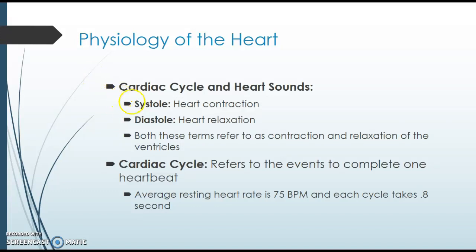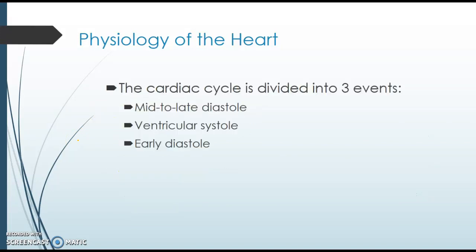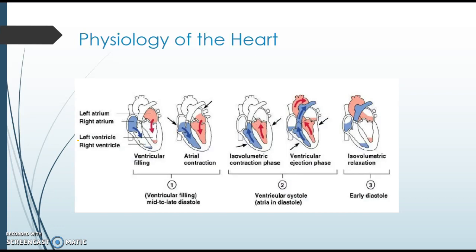So really, during systole is when your ventricles are contracting, diastole is when the ventricles are relaxing and the atria are contracting. And the cardiac cycle is all of the events that we're going to talk about that have to occur to complete one heartbeat. So your cardiac cycle is going to be divided into three major events. You have mid to late diastole, ventricular systole, and early diastole. And this is exactly what we're going to talk about. We're going to talk about these three stages here of the cardiac cycle.